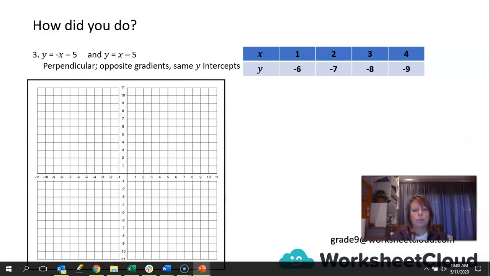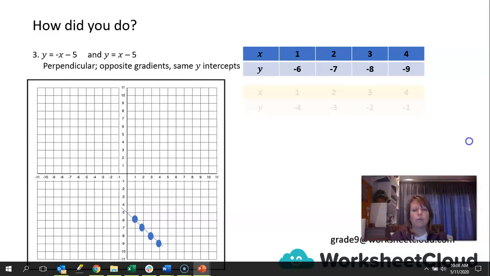We're then going to substitute in. Where x is 1, it'll be minus 1 minus 5 gives me minus 6. Where x is 2, it will be minus 2 minus 5 gives me minus 7. Where x is 3, it's minus 3 minus 5 gives me minus 8. And where x is 4, minus 4 minus 5 gives me minus 9. Right, let's plot these points. We've got 1 and minus 6, 2 minus 7, 3 minus 8, 4 minus 9. Make sure that you draw your line long enough so that it goes through your y-intercept, which there we go, it goes through minus 5.